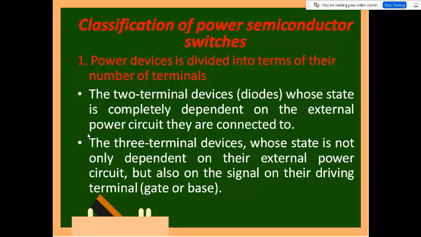The 2 terminal device which we use in semiconductors is the diode. A diode's state is completely dependent on the external power circuit. What we are saying is that the turn on and turn off you are not deciding. Turn on and turn off is only decided by the external power circuit. So that is a 2 terminal device, and these devices do not have any control.